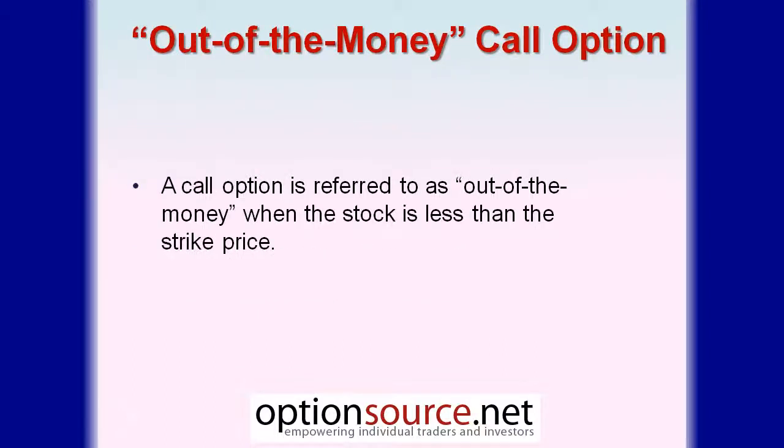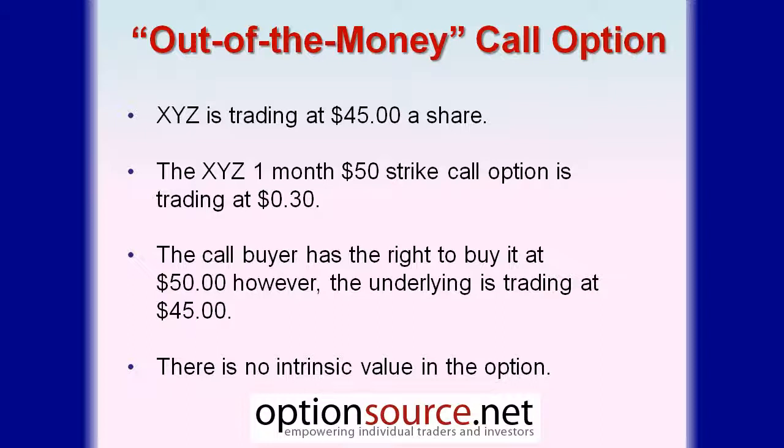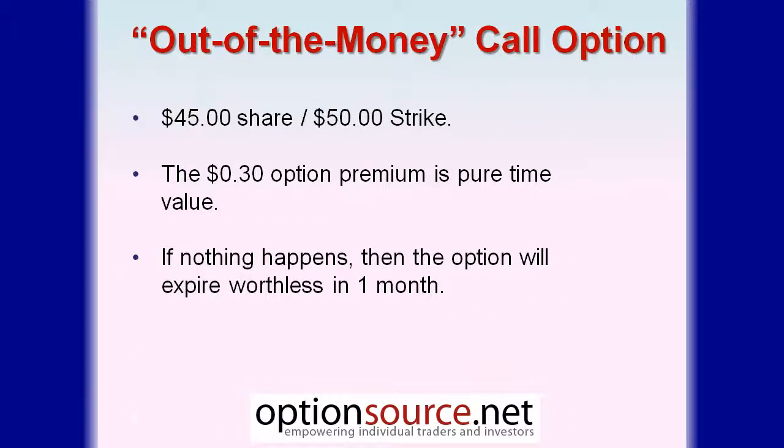A call option is referred to as being out of the money when the stock is less than the strike price. For example, with shares of an underlying security trading at $45 per share, an XYZ 1 month call option with a $50 strike might be trading at 30 cents. By purchasing the call option, the option holder has the right to buy the shares of the underlying security at $50. Since the stock is currently trading at $45, this option is considered to be out of the money and has no intrinsic value. With the share price at $45, the 50 strike option is made up entirely of time premium. As with the at-the-money option, if the share value does not rise over the strike price by the expiration date, the option will expire worthless.